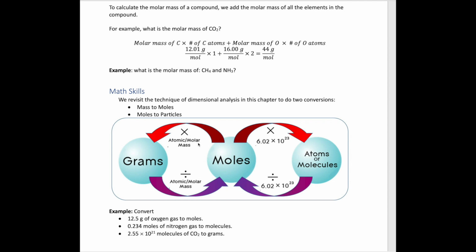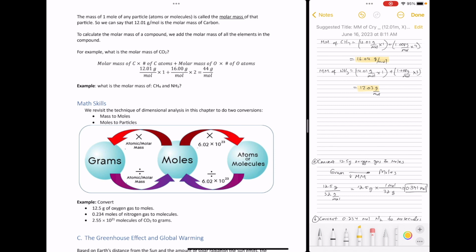Okay? And then again, to remember the actual conversion factor, if you're going to mass, then you need molar mass. And then if you're going to particles, then you don't need molar mass. You're going to need Avogadro's number. Okay? So we just saw that discussion about converting from mass to moles and moles to particles.